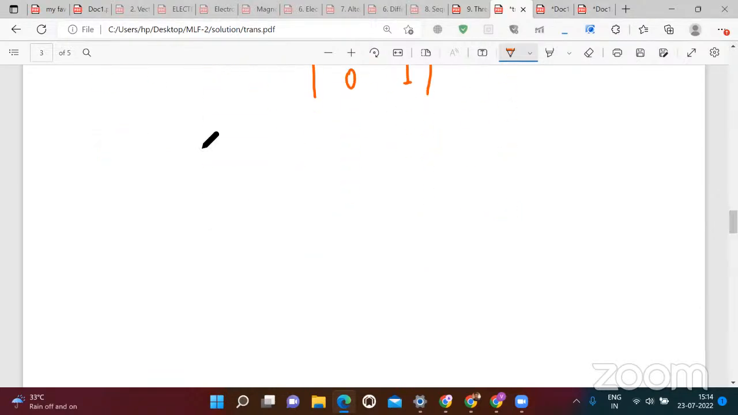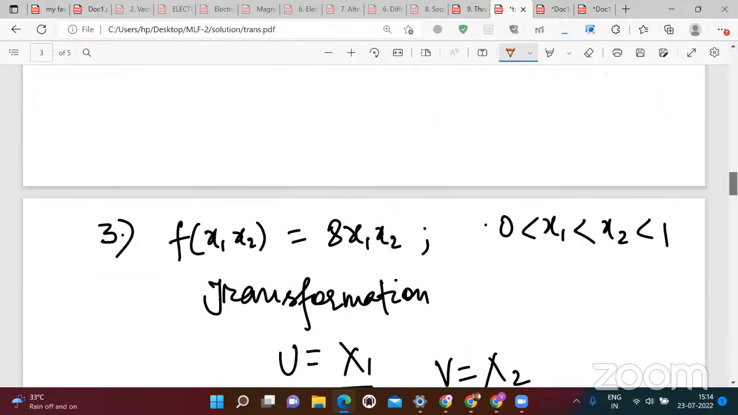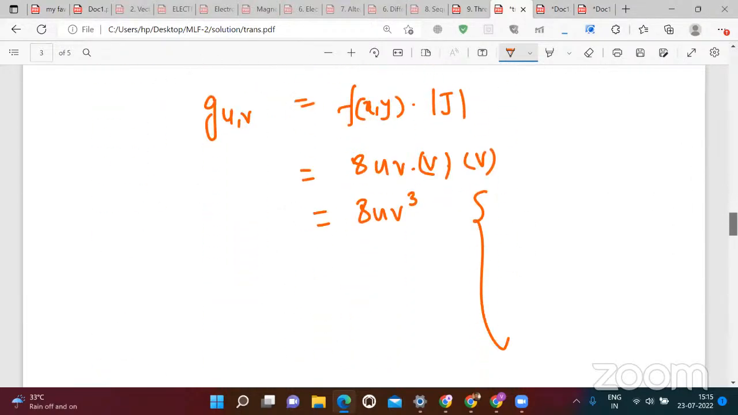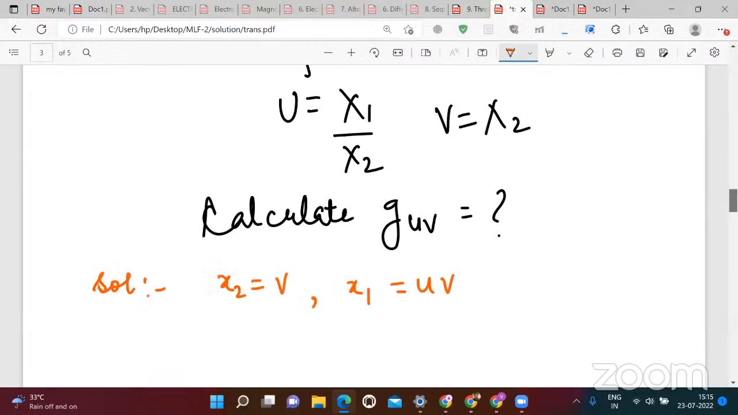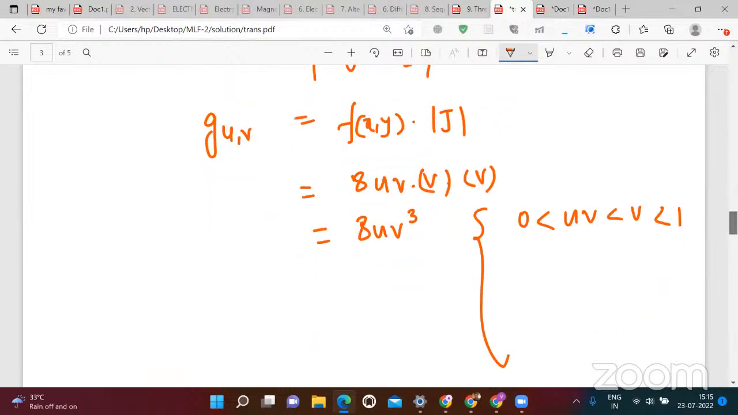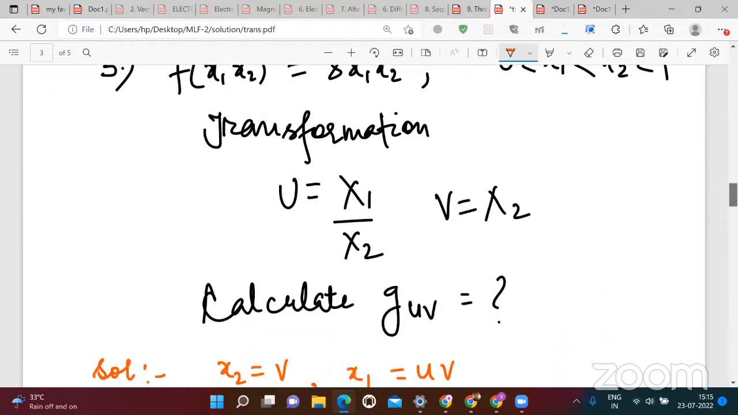Now if you need to write the joint distribution of u, v, you can write it as f of x, y into Jacobian. That Jacobian is v here. So you can write 8uv into v, and this Jacobian is v, so you'll have 8uv^3, right? Now you need to calculate the domain. Here x1 x2 is less than, so you'll have 0, and the value of x1 is uv, less than v less than 1. From here you need to get the value of u, v. So you get the domain here. This is how you'll solve the third problem.